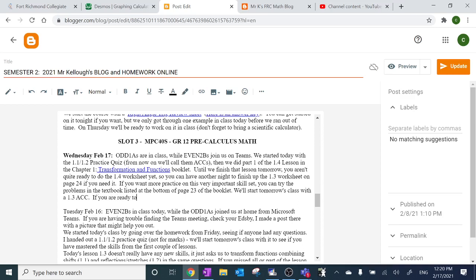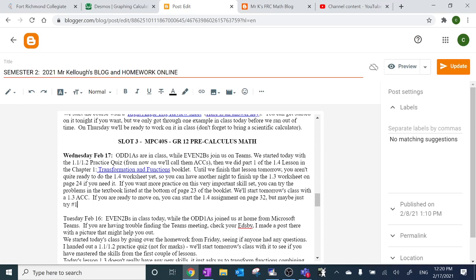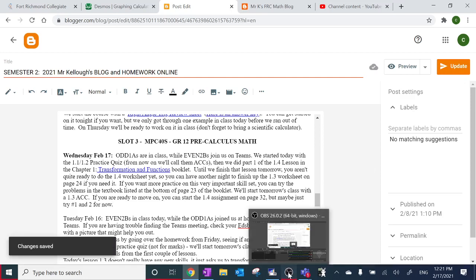If you are ready to move on, you can start the 1.4 assignment on page, what page of the booklet does the 1.4 assignment start on? 20 something? I think my booklet's different than yours. Oh, it's in the 30s. Is it 32? 32, thank you. So there we go. Oh, I guess I could stop the video too. So there we go. That's what I'll say on the blog. And the video, we'll continue the video for 1.4 tomorrow.